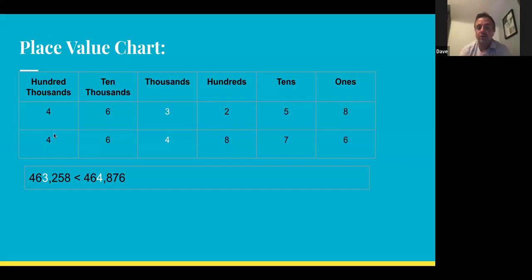So it's equal. So I need to go to my next place value, which is the 10,000.